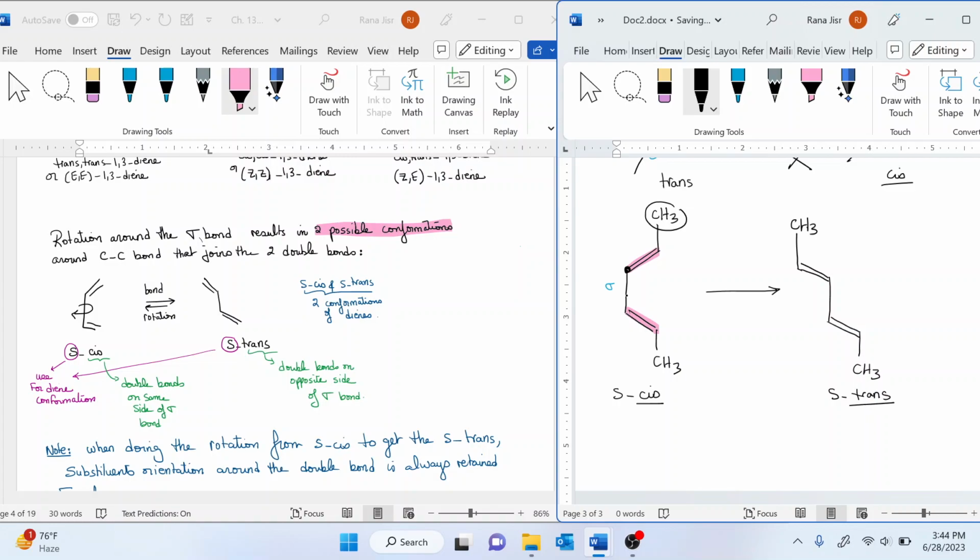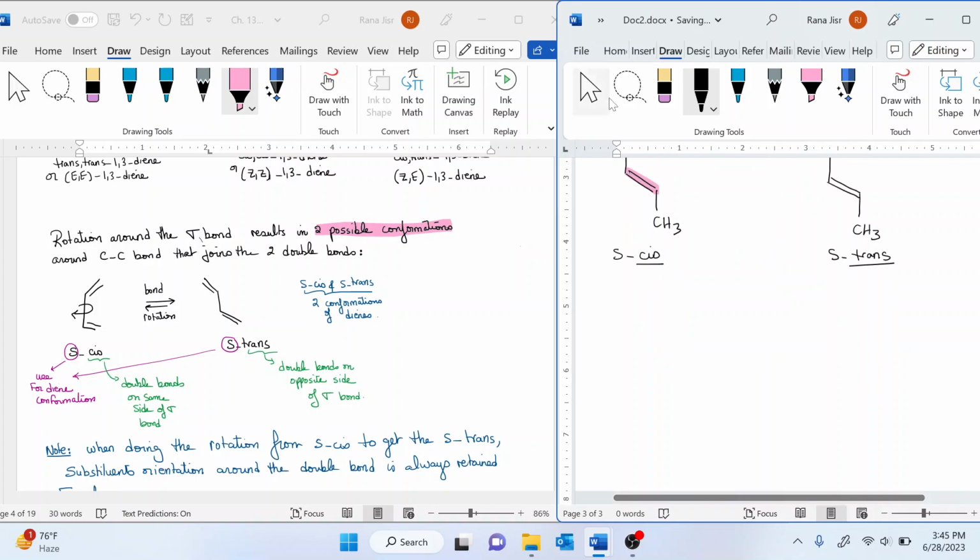So the rule is whenever you do the rotation, fix one carbon, rotate the other, and the rotation always happens across the sigma bond. Then, when you do the rotation, here I rotated this carbon, the substituents around the double bond need to keep the same orientation. If they are trans, they have to remain trans. So this is why the CH3 is up over here.